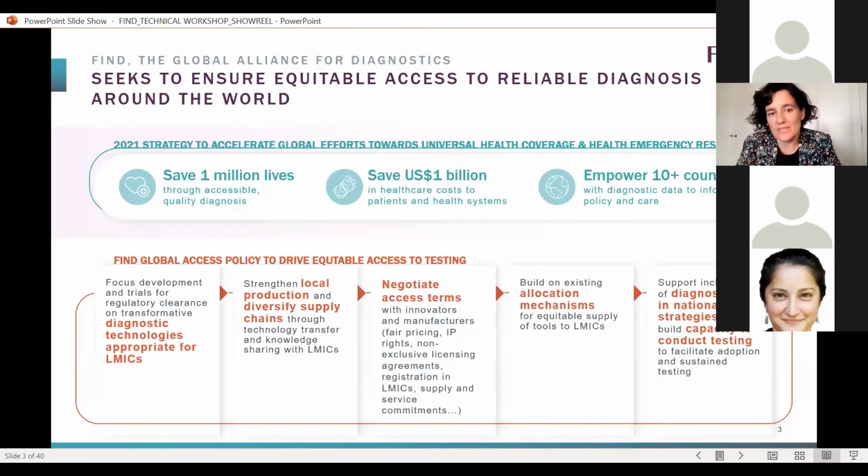Relevant to the conversation today, we know that boosting the capacity and fostering the local and regional production, along with diversification of the supply chains, is critical. We're making this a critical pillar of our new strategy. We're already doing this through some investments in technology transfers and knowledge sharing, as Bill mentioned, and I will describe this to you a bit later in this presentation. But before we go there, next slide, please.